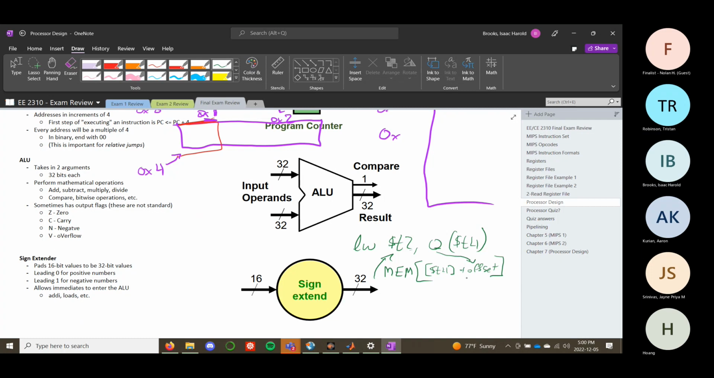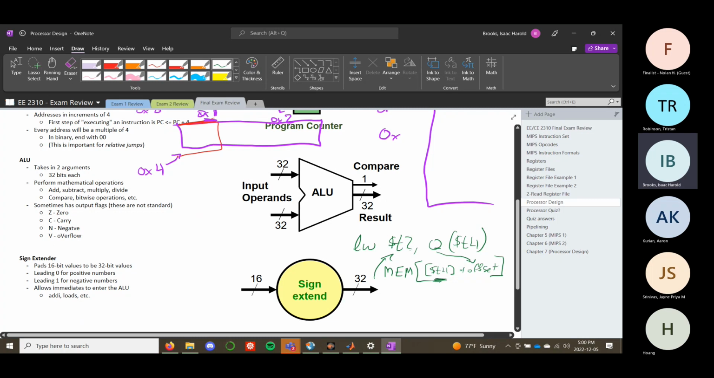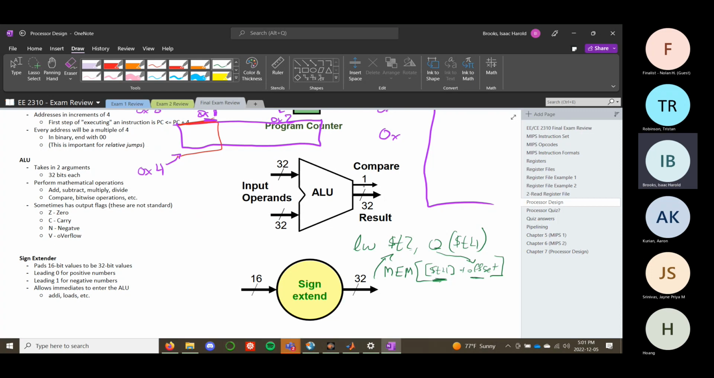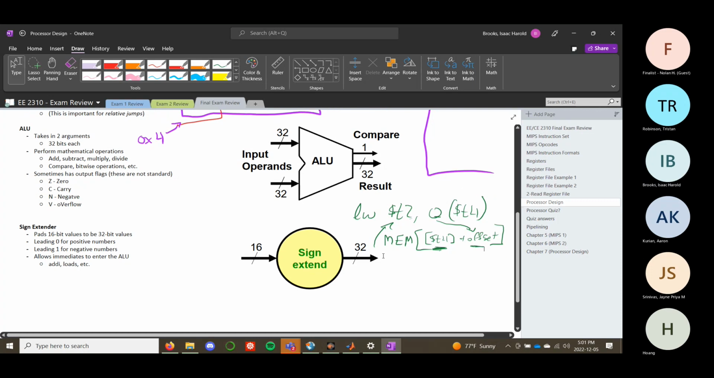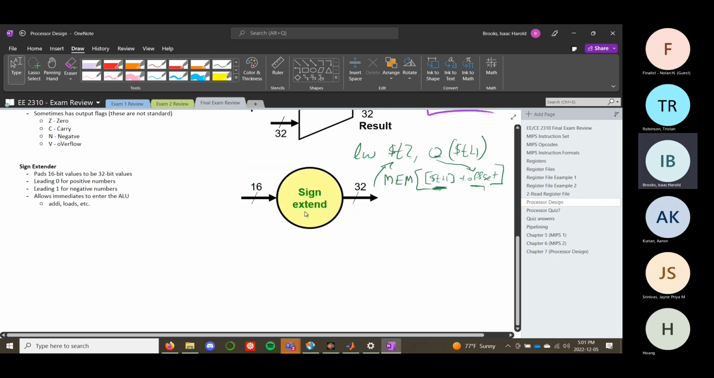So this contents of T4 plus offset, that's an add operation that's going to happen whenever you do a load word command. Even if you're not offsetting it at all, and even if you don't think about there being an add in a load word, the ALU is going to add two numbers together, and it's going to be the contents of T4 and the offset. Okay, so the ALU is very important. And it sometimes has output of flags, which I don't think you really need to know about, so we can skip those.